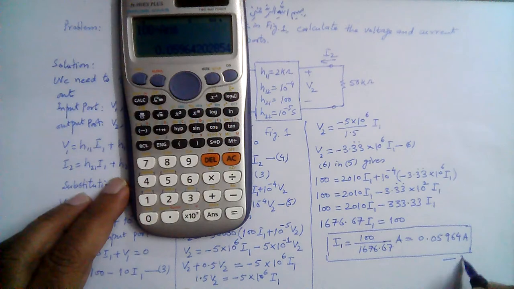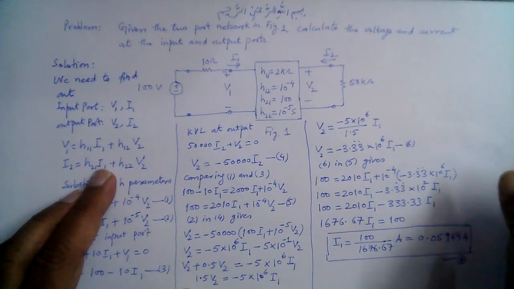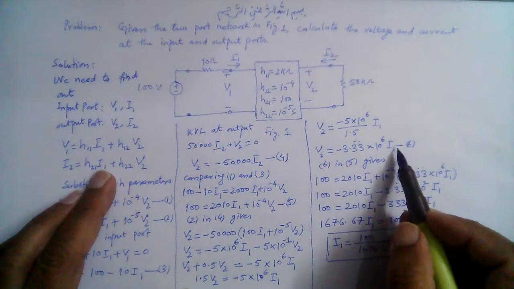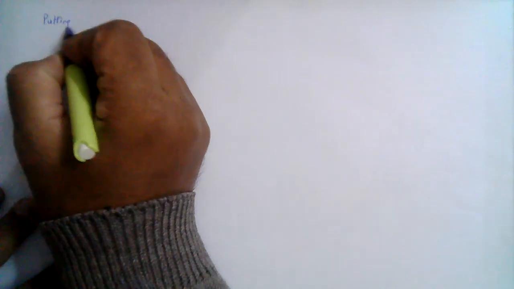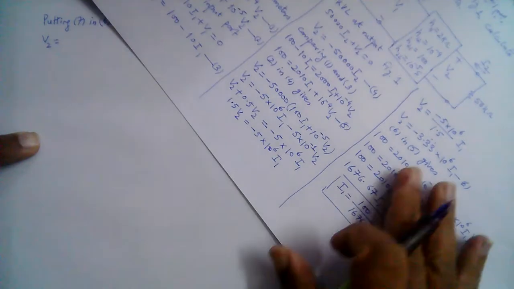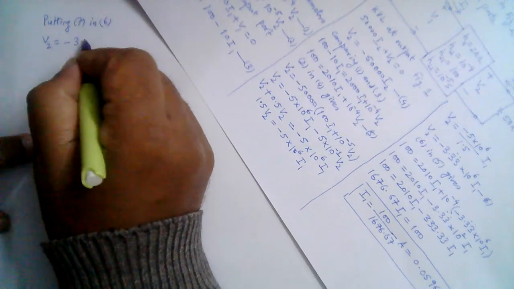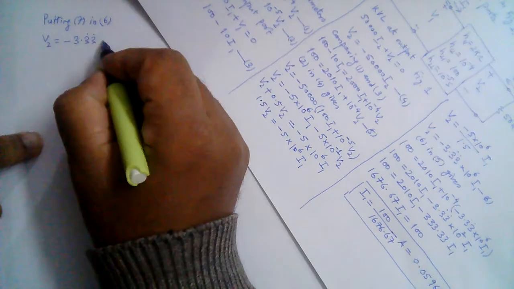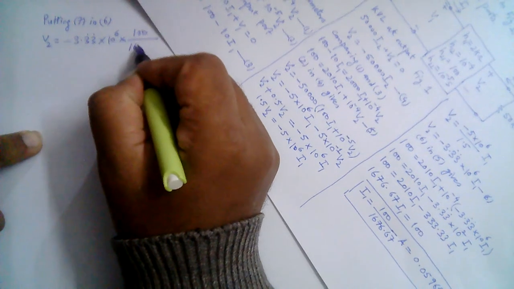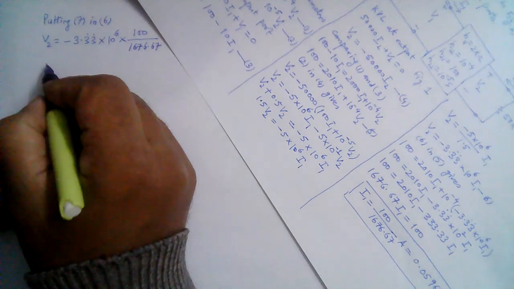Let me call this equation 7. And from this I1 we can find out the value of V2. We can substitute the value of I1 here in equation 6. So this will give us V2. Putting 7 in 6, that gives us V2 is equal to minus 3.33 into 10 to the power 6 into I1. So I1 is 100 divided by 1676.67.